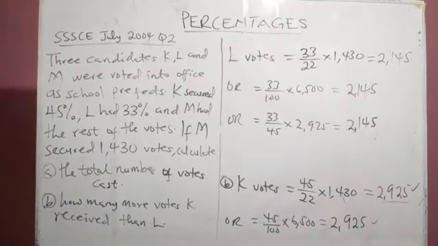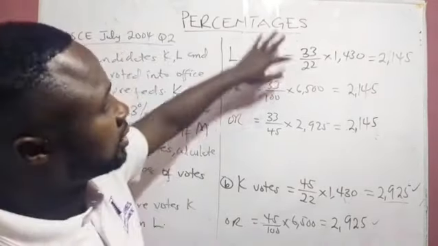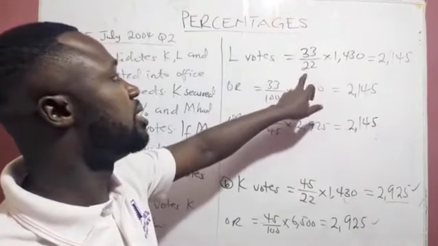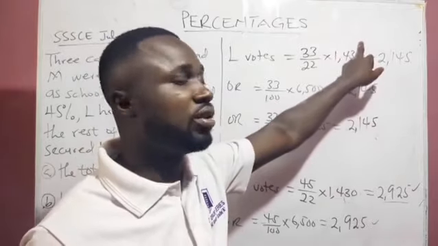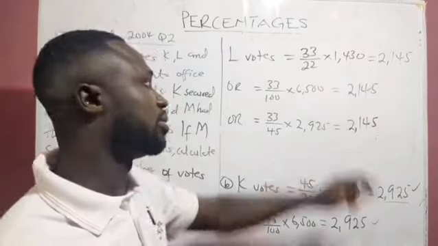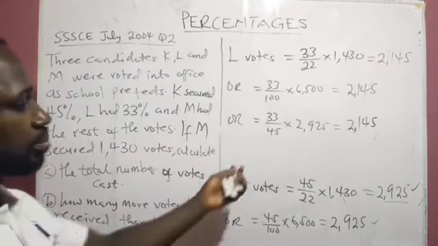So with percentages, what you should look for is what? When you are going to calculate for anything, the numerator is the value you are calculating for, and the denominator corresponds to the value you are multiplying by. So 22 corresponds to this, 100 corresponds to this, 45 corresponds to this, and they will all give you the same answer. All right, so that is that.